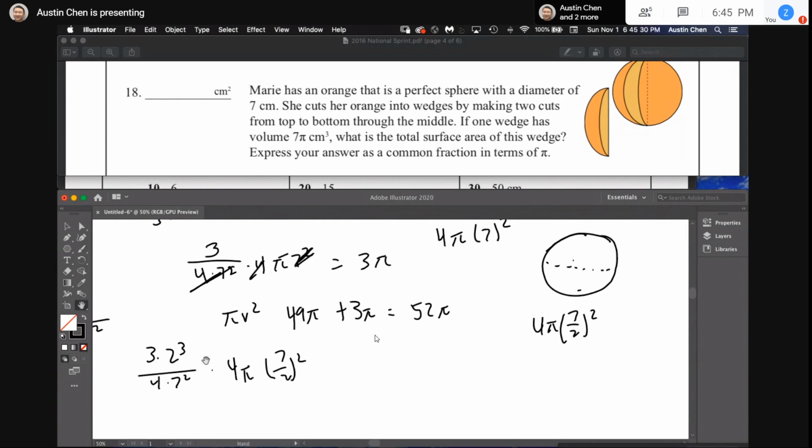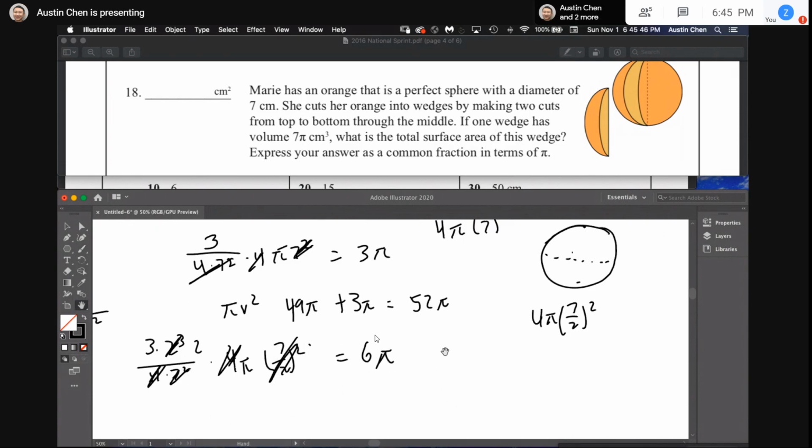All right, so we can cancel out a 7 halves squared, like taking out a 7 squared here and a 2 squared there. So we'll have 2 on top there. And we can cancel out a 4 on top and bottom. And then we'll have 6 pi. So the peel surface area is actually 6 pi.